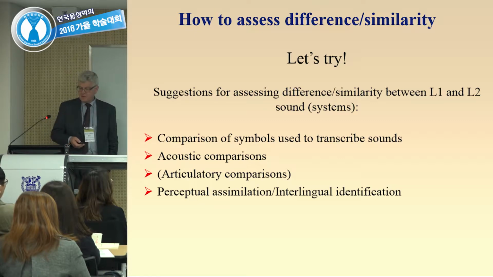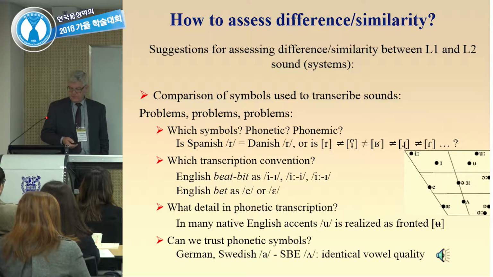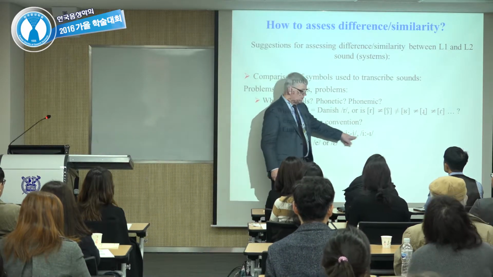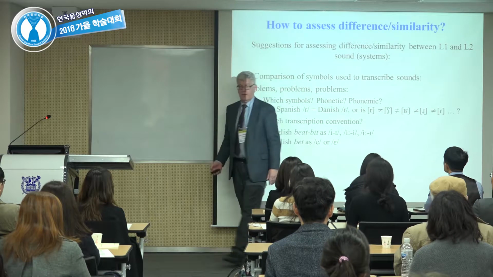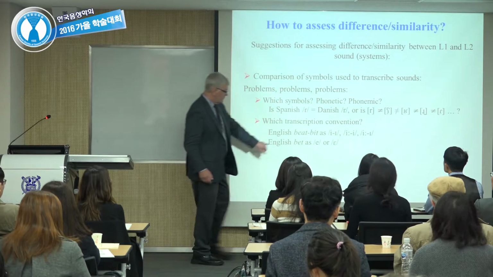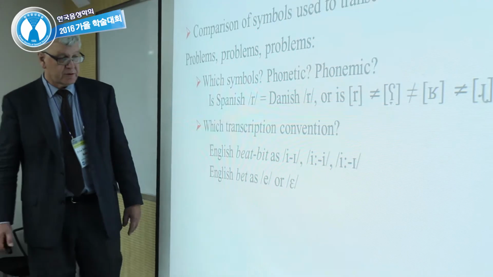When we compare symbols used to transcribe sounds, we have problems, and we have problems, and we have problems. What kind of symbols should we use? Phonetic symbols? Phonemic symbols? I just talked about Spanish R and Danish R. Phonologically the same, phonetically extremely different. What transcription convention should we use? If we transcribe English beat-bit in this way, or in this way, or in this way, well, we end up with different predictions. Or English bet with this, as I would consider an outdated symbol, and this one, which is the correct symbol, because it's closer to the Catalan vowel.